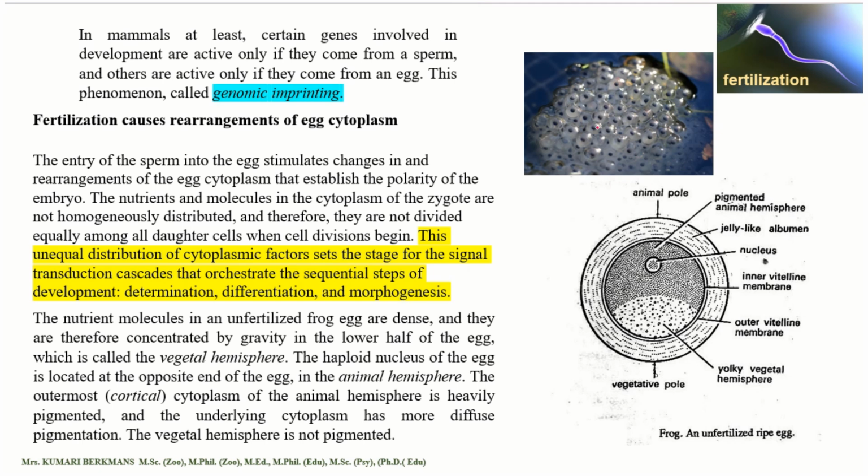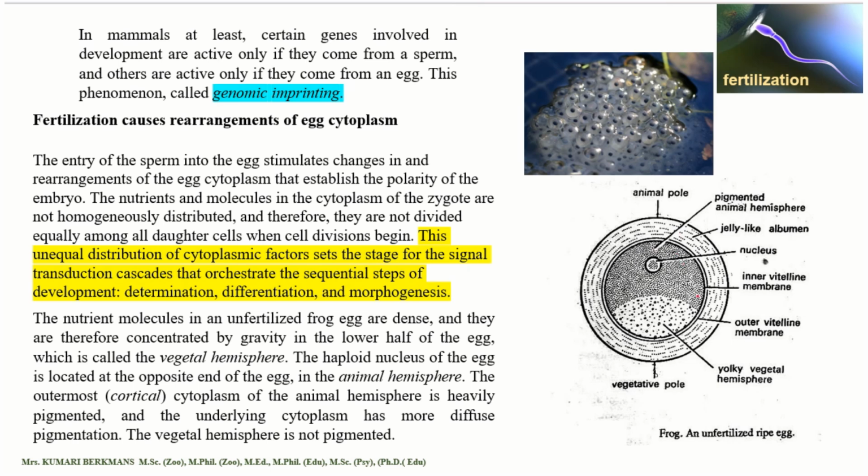You can see very clearly how these differentiations are present in the egg. These are frog eggs. The eggs are black in color and present inside the jelly coat. This is the animal pole, and only in the animal pole is the nucleus present. This is the vegetative pole. This is an unfertilized egg, not a zygote.